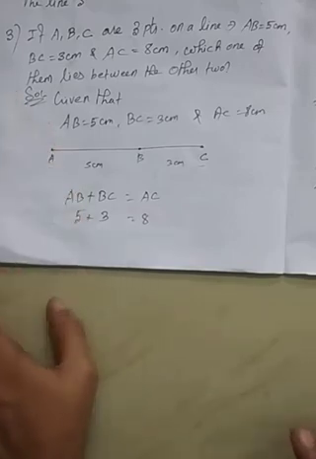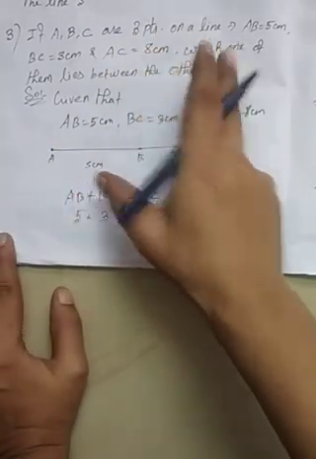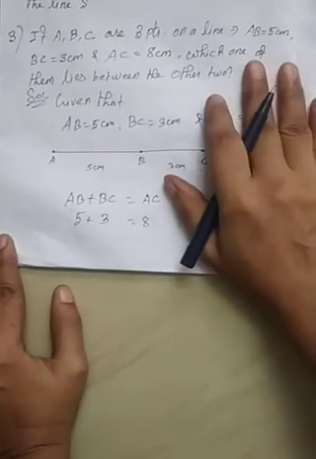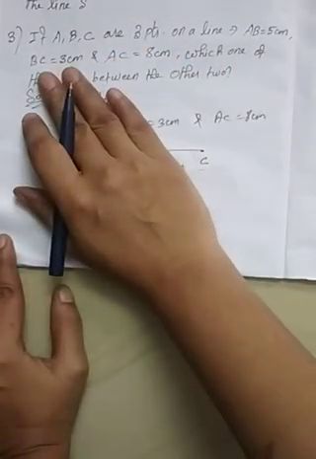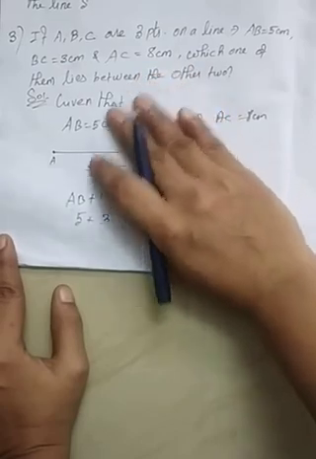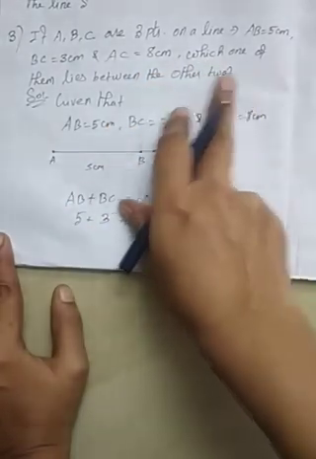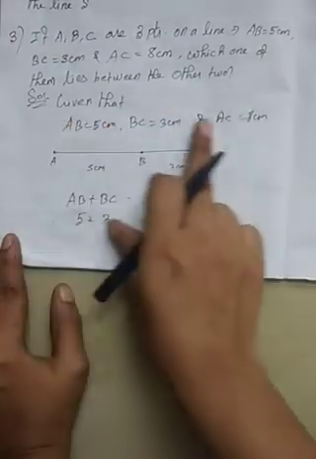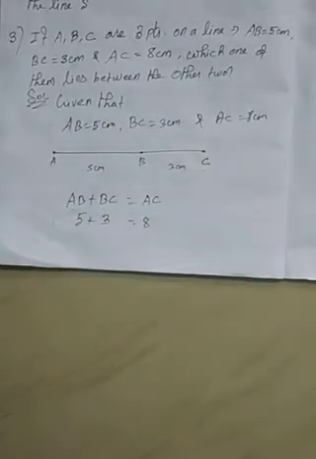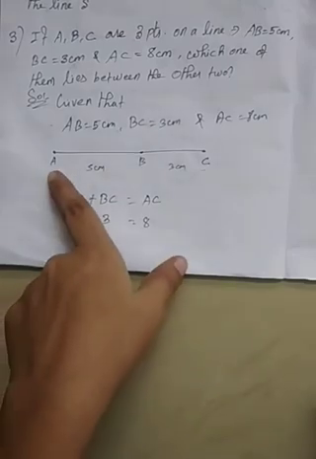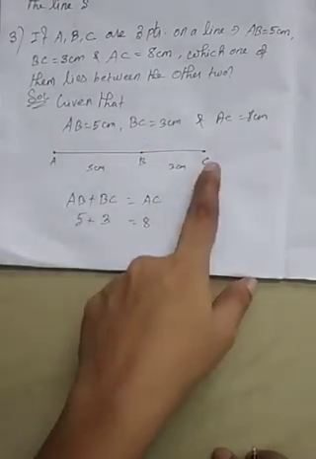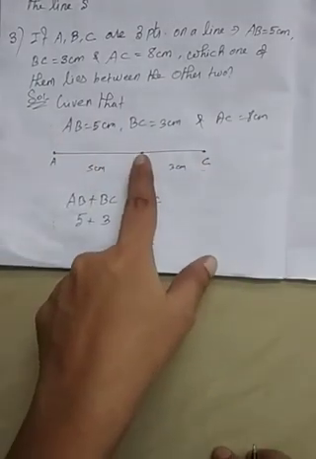If A, B, C are 3 points on the line segment, now the given condition is AB equal to 5 centimeter, BC equal to 3 centimeter and AC equal to 8 centimeter. Which one of them lies between the other two? So first of all you have to write the given condition. Next we have to see what is the largest length, AC. So this is for your reference only. So you have to draw the line segment AC. Now you have to mark out the point B.